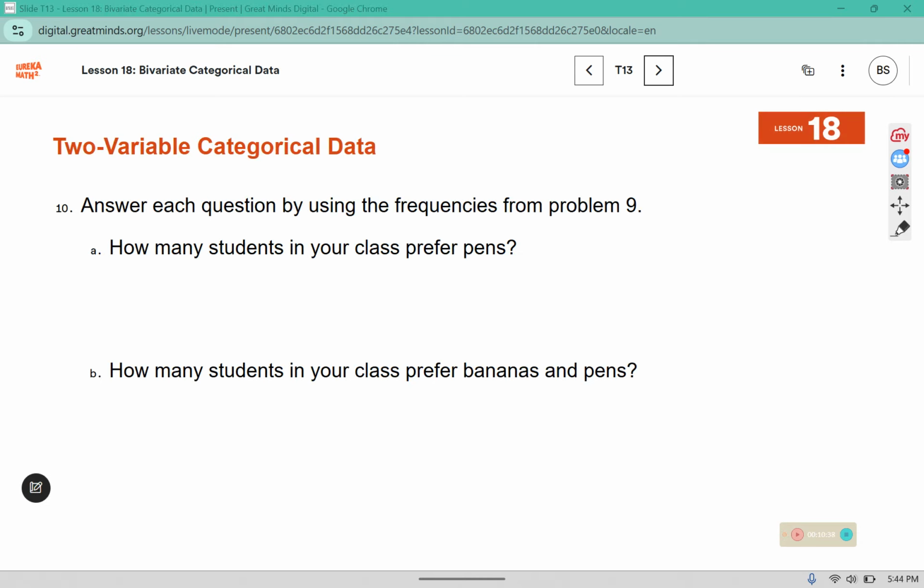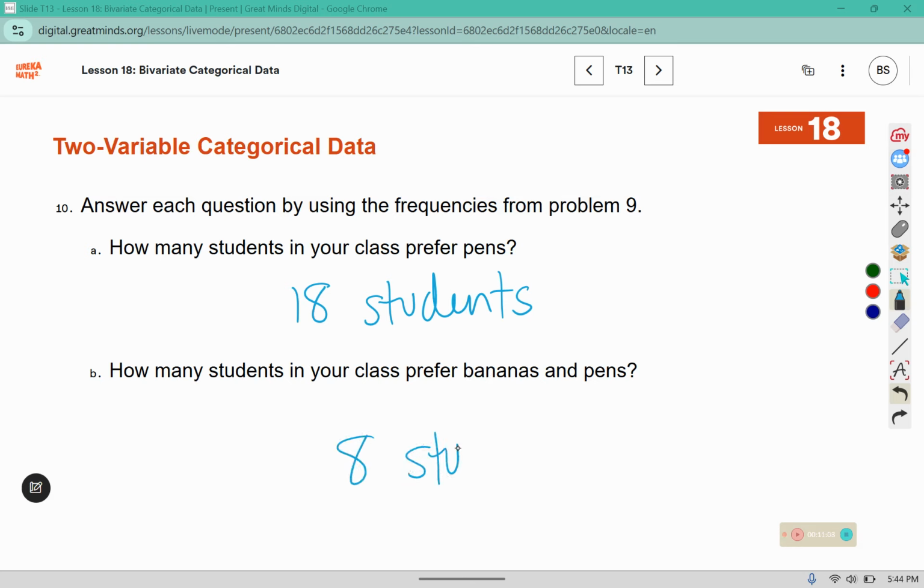Answer each question by using the frequencies from problem 9. How many students in your class preferred pens? There were 18 students at the total of the pens column. How many students in your class prefer banana and pens? So we have to look at the bananas row and the pens column, and there were 8 students who liked bananas and pens.